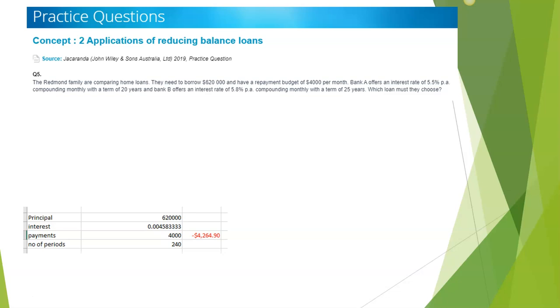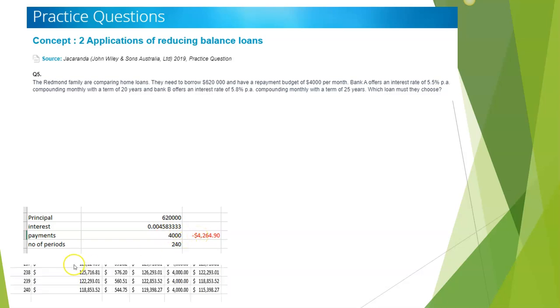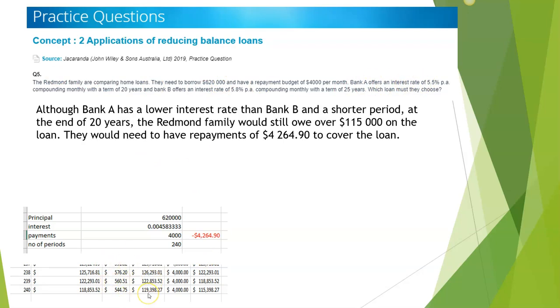So here we are. This is the first loan, and you can see that the payments required to complete this loan are $4,264.90. So the family can't actually afford this loan. And at the end of their 20 years, if they only pay the $4,000, they'll still have an outstanding balance of $115,000. So even though loan A has a lower rate of interest, the family can't actually afford that loan.